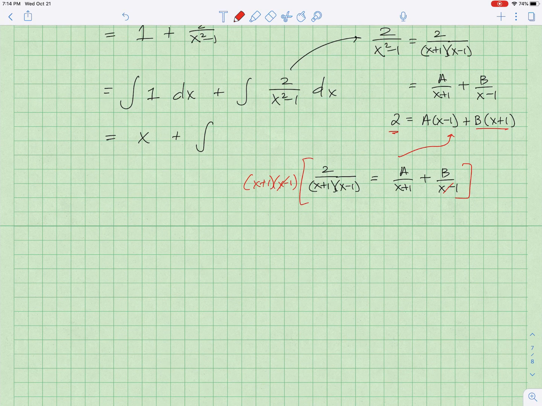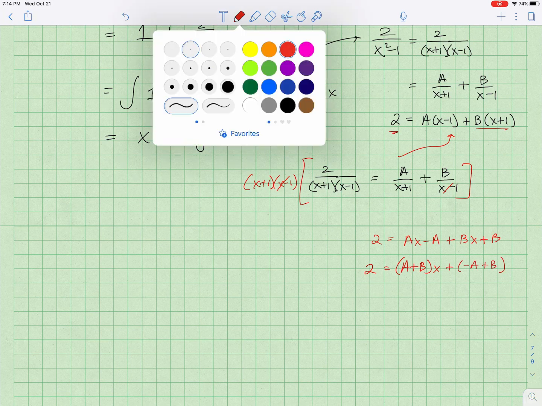So very quickly, if x equals 1, let's use the other method. If I multiply this out, this is 2 is equal to ax minus a plus bx plus b. And if I collect like terms, this is a plus b times x plus negative a plus b. And on the left side, I just have 2.